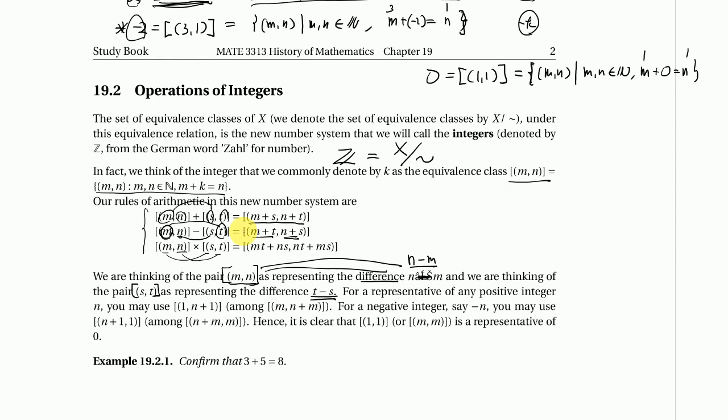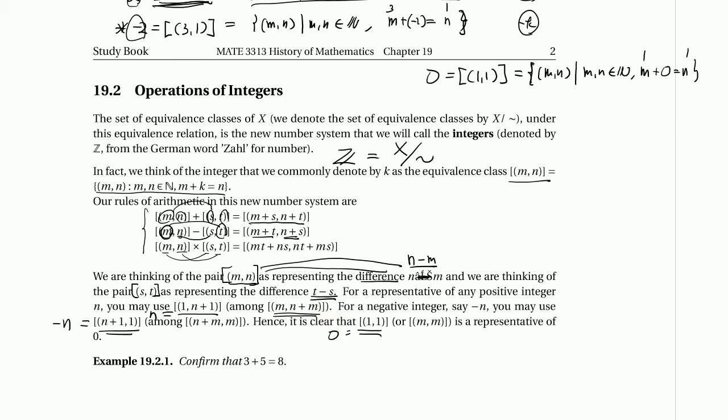So in the collection of those ordered pairs m comma n plus m, the simplest way is 1 comma n plus 1, and that is for the number n, right? And if it's a negative n, then it's going to be n plus 1 comma 1. Because of that, 1 comma 1 or m comma m should be denoted by 0.